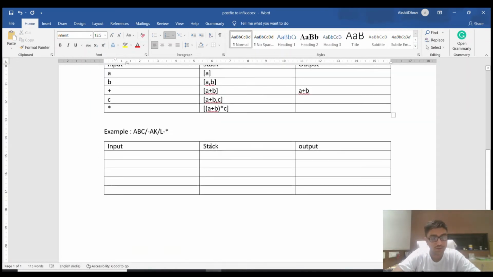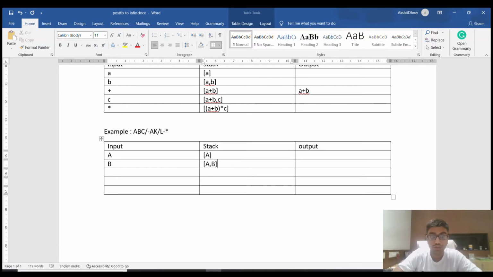Let's try with something other, right? A, B, C, okay. So what will we do? The input is A, our stack will contain A. Why? Because it's an operand, so it will be pushed to the stack. Again the input is B, it will again be pushed. Now the top of the stack is B. Now the third element, that is C, again it's an operand, so it will again be pushed to the stack.